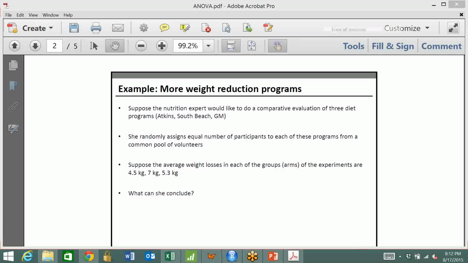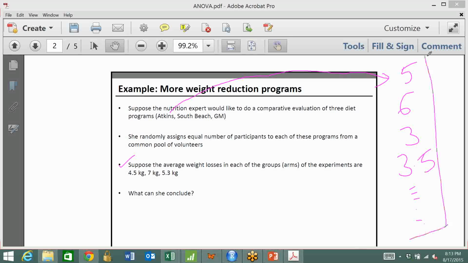Now, suppose that the average weight loss in each of the groups, or arms, of the experiment is 4.5, 7, and 5.3. What does that mean? You have assigned 20 people to the Atkins diet program. Once they do dieting, they are going to lose some weight. Person 1 has lost 5 kgs, person 2 has lost 6 kgs, person 3 has lost 3 kgs, person 4 has lost say 3.5 kgs, so on and so forth for 20 people. If I take the average of this, it turns out to be 4.5 kgs.